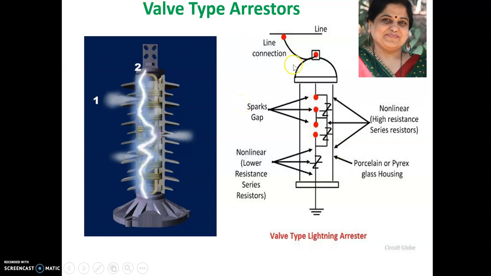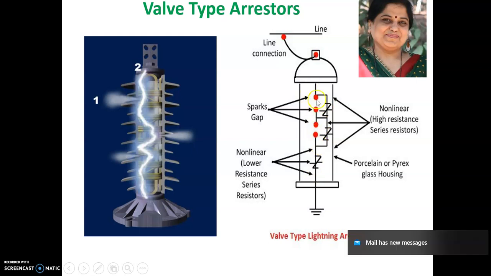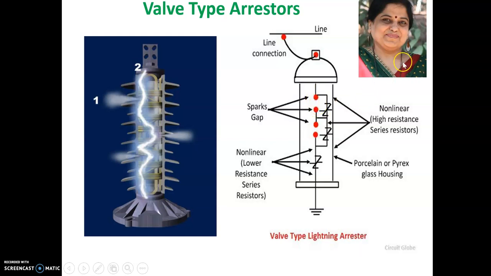So a basic valve type arrestor will have a housing made up of porcelain or some Pyrex glass type material, and one non-linear high resistance, which might be made up of different materials, in series with the gap. We have seen the functioning of the non-linear resistor and the gap, because a simple gap can act as a lightning arrestor. How? We have seen the rod gap arrestor and horn gap arrestors. In that we have seen how a simple gap can act as a lightning arrestor.